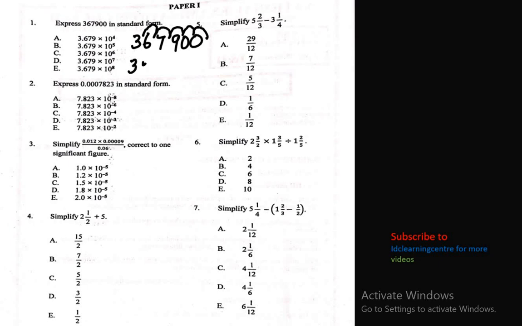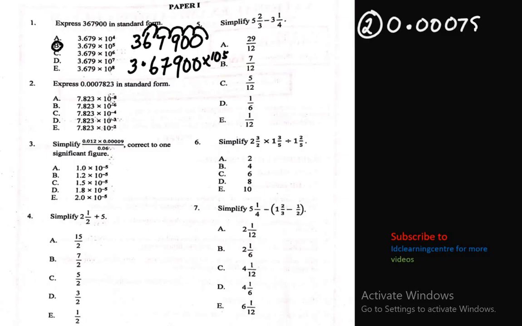So we'll have 3.67900 times 10 raised to the power 5. Okay, now among these options, the right one will be B, which is 3.679 times 10 raised to the power 5. But if you look at this question number 2, let me solve question 2 here. We have a decimal like 0.0007823. The same instruction, expressed in standard form.